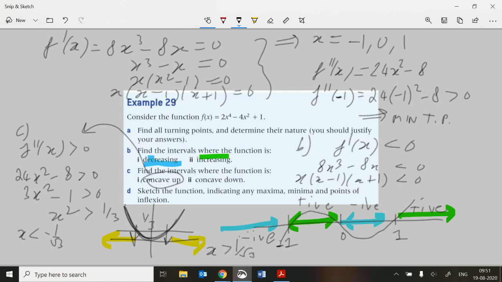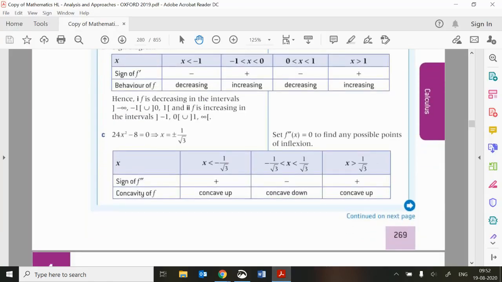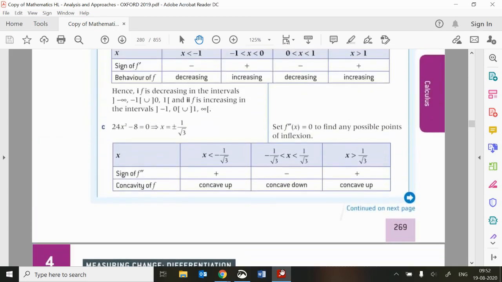Now you might know, let's just use a little space in this corner here. You might know that 1 over root 3 can be rationalized to give you root 3 over 3 as well. And you might want to leave your answers as rationalized ones. Let's see what the book does. Okay, no, they've just left it as 1 over the square root of 3. But it's quite normal to rationalize the denominator.